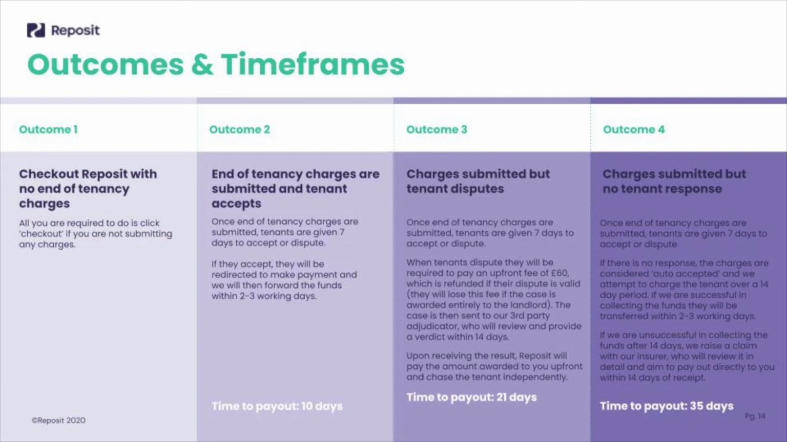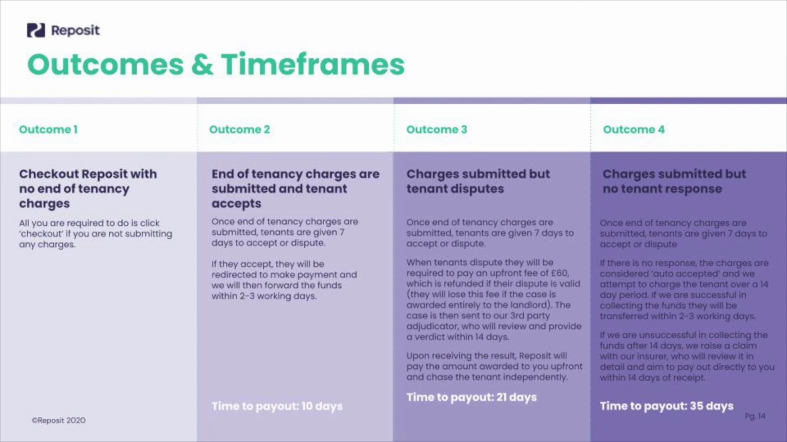Outcome 2 is when you have raised end of tenancy charges and the tenant accepts these charges. As soon as end of tenancy charges are raised, tenants will have 7 days to accept or dispute. If they are accepted, we will aim to forward on these funds within 2 to 3 working days. If the tenant disputes within the 7 days, we will pass the claim on to adjudication. To dispute, the tenant will need to pay a £60 adjudication fee. This acts as a deterrent against the tenants disputing against fair end of tenancy charges. We will refund the tenant the £60 if the verdict of the adjudication is in their favour.